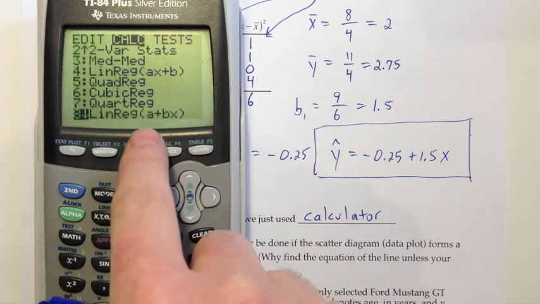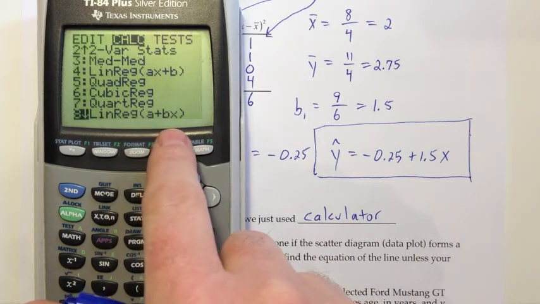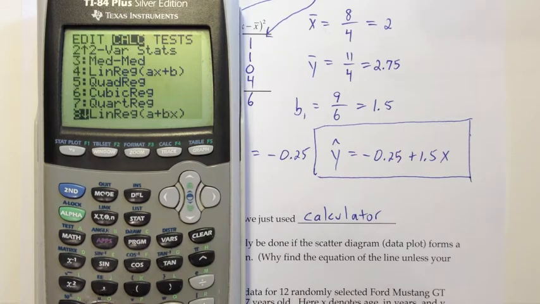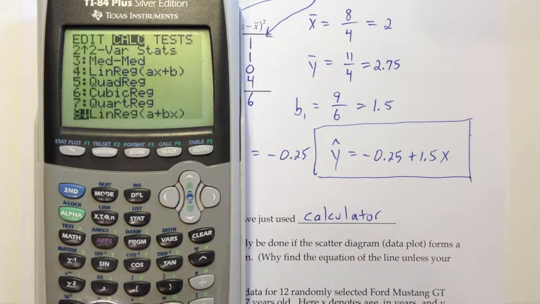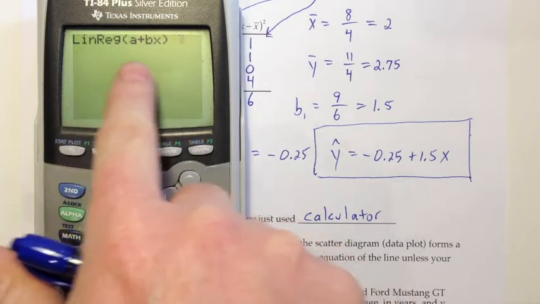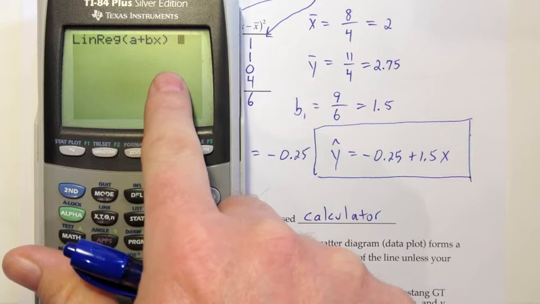If you go down to number 8, you get a plus bx where the slope term comes second, and that's a little bit more of a stat way of writing things, so that would be the better choice for us. Actually, either one produces a correct equation, but 8 produces the equation that's correct and in the correct format. So I'll go ahead and press enter there, and it says, okay, I want to do a linear regression for you. And I just need to tell it where my data is.